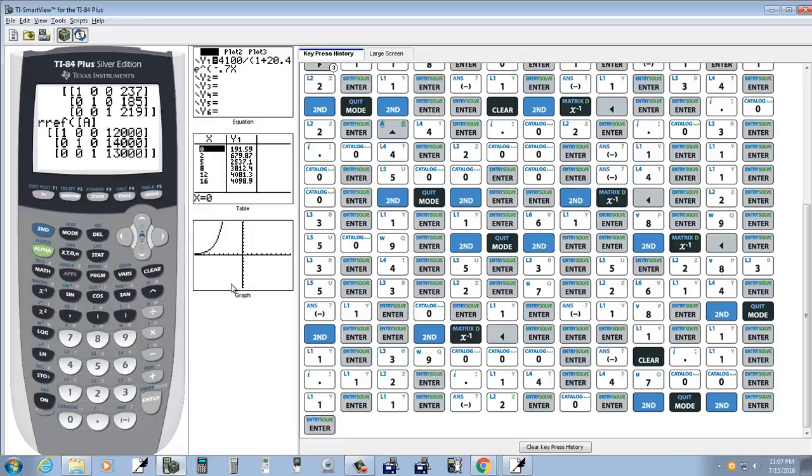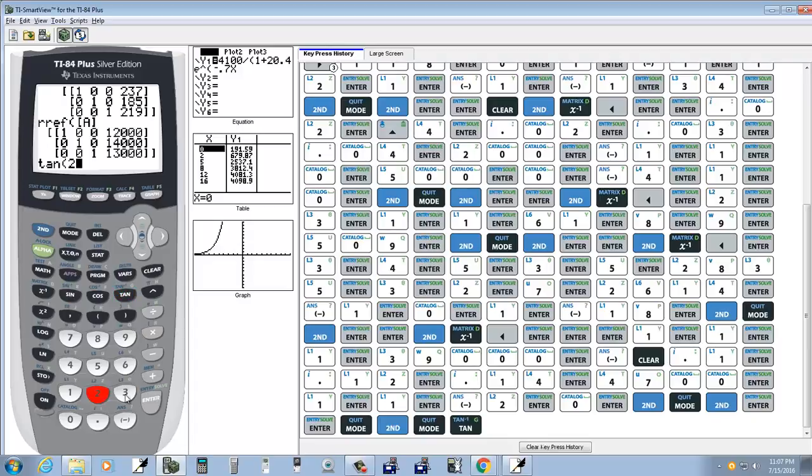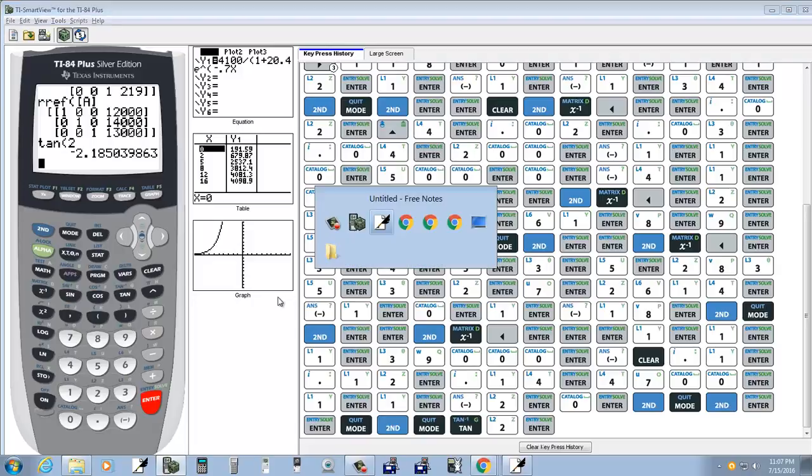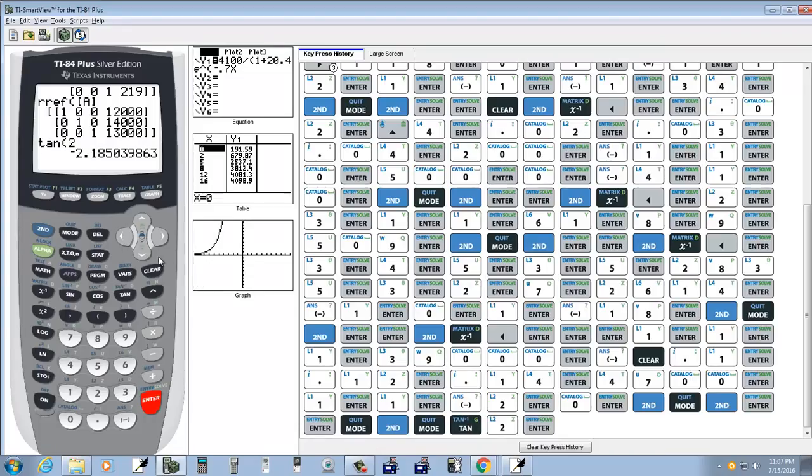Since there's no degrees on here, I assume radians, so I'm going to do a mode, and mine's already in radians, and then I type tangent of 2, enter, negative 2.2, so negative 2.2x. Okay.